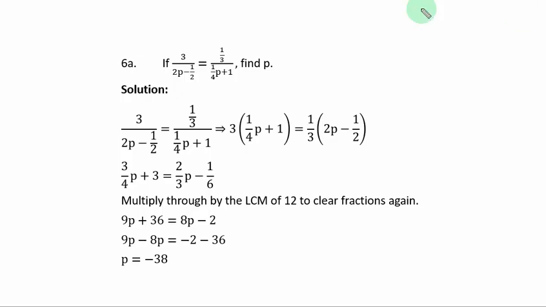Question 6a. If 3 over 2p minus 1 over 2 is equal to 1 over 3 over 1 over 4 times p plus 1, find p. So this is the given problem. Let us clear the fractions by cross multiplying. So you have 3 multiply this, what you have here, 1 over 3 multiplies this, and that is what you have here. So let's open the bracket.